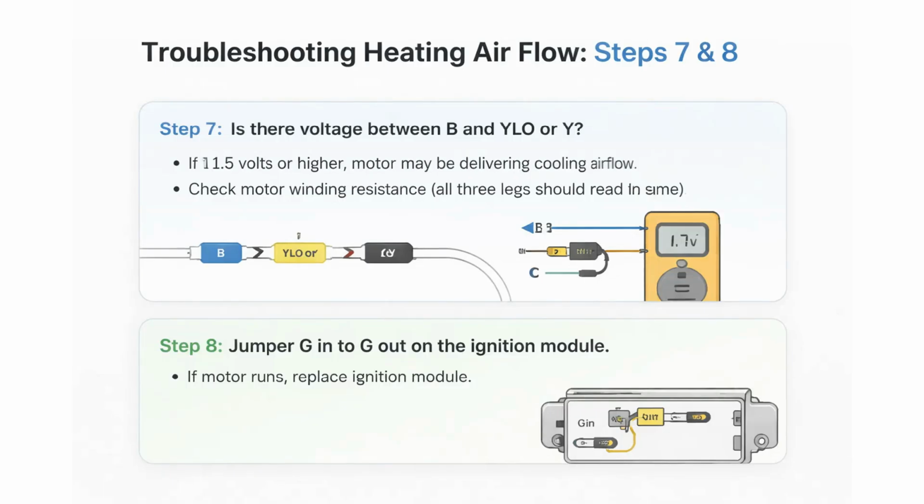For step 7, check if there is any voltage, AC or DC, between B and Y low or Y. If you read 1.5 volts or higher, the motor might be confused and delivering cooling airflow instead of heating. You should also check the motor winding resistance. All 3 legs should read the same. Finally, step 8 involves jumpering the G in to G out pins on the ignition module.